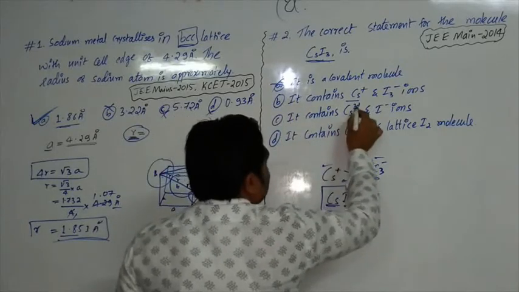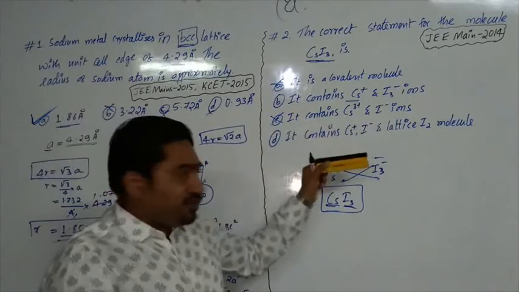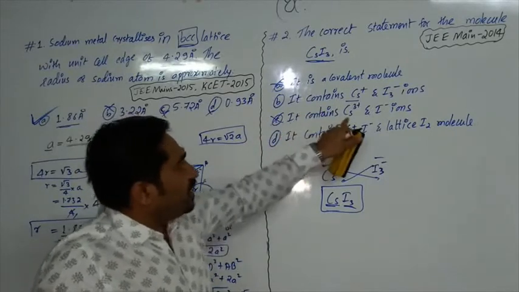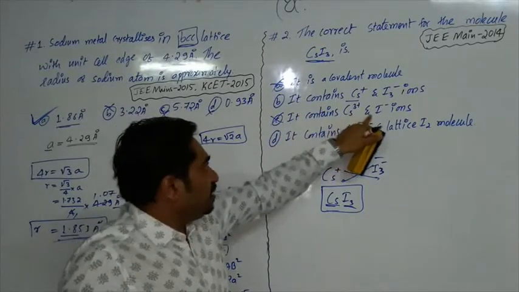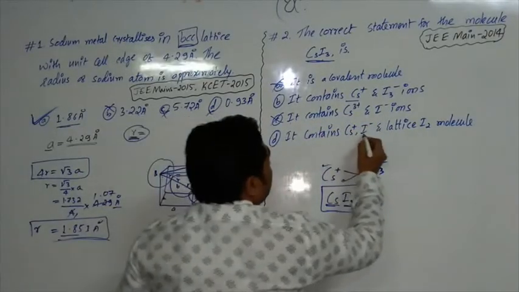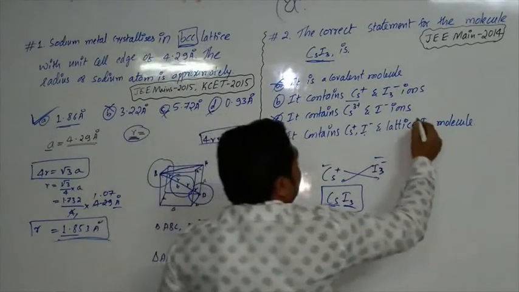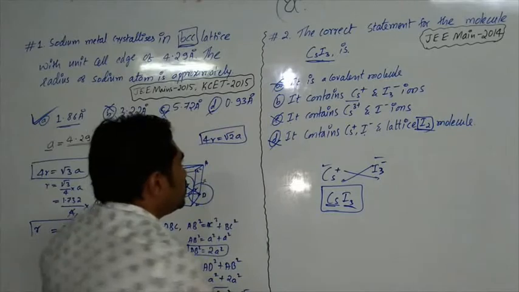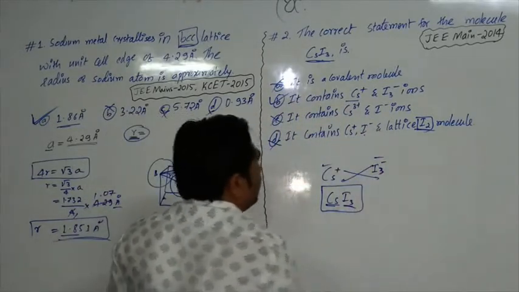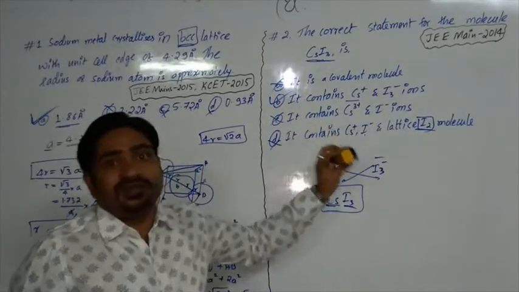It contains Cs3 plus and I minus ions. This is wrong. If we go according to our formula, we get Cs3 plus I minus, but this is wrong. It contains Cs plus I minus and a lattice of I2 molecules. This is also wrong. It does not contain any I2 molecules, isn't it? So our correct answer is B. It contains cesium ion and triiodide ion. So like this we can solve. Please remember, this is a particular example of this type.